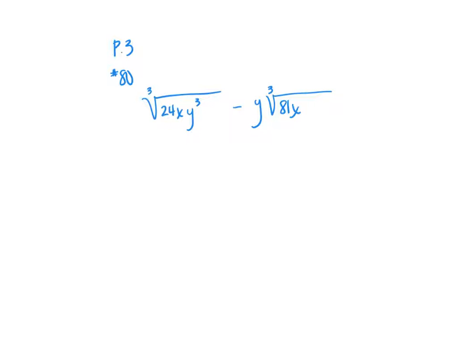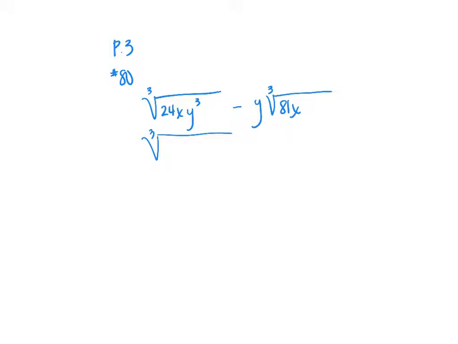Okay, in order to subtract radicals, you have to have like radicals. So as these are right now, you don't have like radicals. I'm going to use the prime factorization method, but you could also look at perfect cubed numbers. So I'm going to go ahead and break down 24.